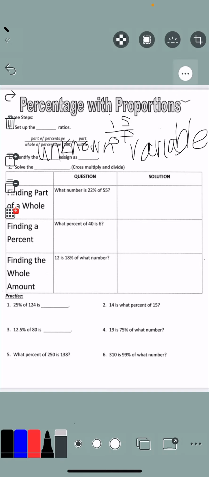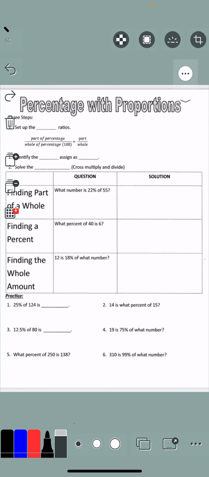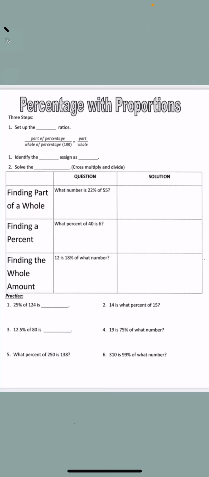All right, let's do these 3 examples together. All right, so the first one says finding part of a whole. What number is 22% of 55? So you do 22 over 100, because all percentages are out of 100, of 55. So is over of. So whatever comes after the word of typically goes on the bottom, and then X goes on top. Is over of.